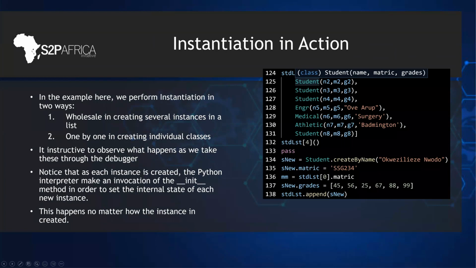In the example here, we perform instantiation in 2 ways: wholesale or one by one. From lines 124 to 132, we are instantiating students as a group, and then in line 134, we are instantiating Ukwezilezi Wodo as one student. So you can do it just like you go to the market. You can buy retail or you can buy wholesale. So the instantiation can be done retail, it can also be done wholesale. So you'll see how to do both as we move on.